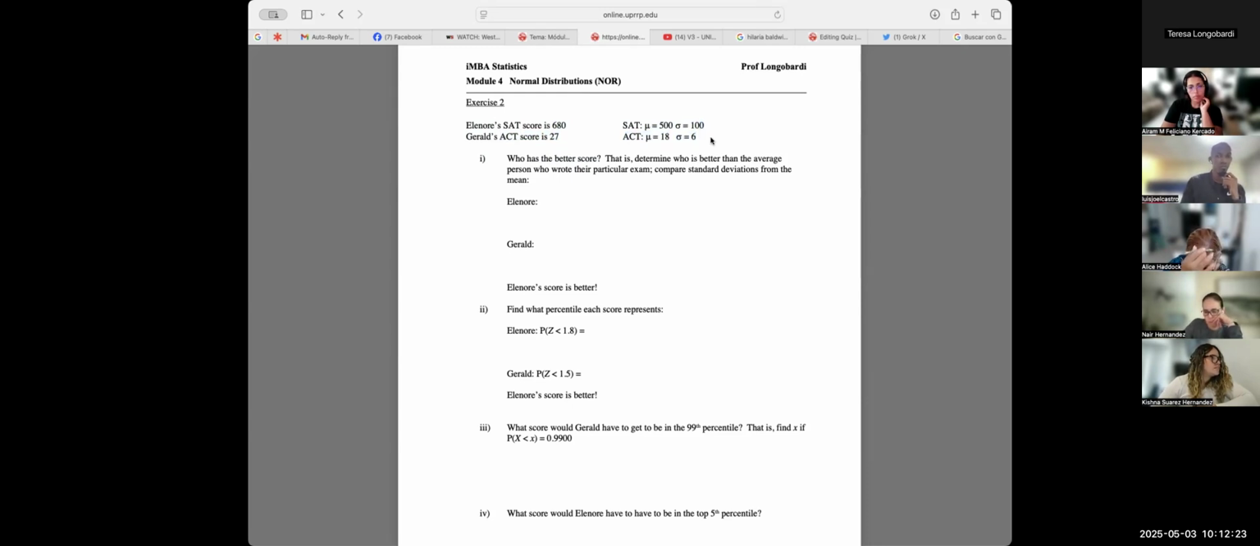So this is how we compare normal distribution outcomes when they have different parameters. They're still normal, but they have different parameters. Let's use that terminology. So what do you find? Who is the better student, Eleanor or Gerald? Eleanor. So how did you figure that out? Solving for Z, like standardizing. What did she get? Oh, she's 1.8 and he's 1.5, right? Yes, so 1.8 is better than 1.5.